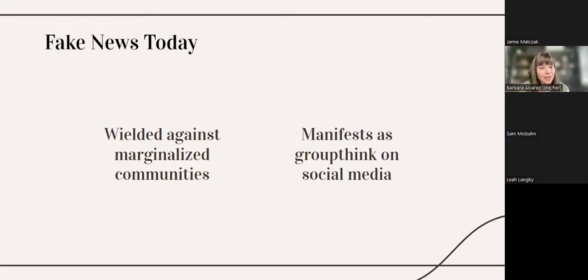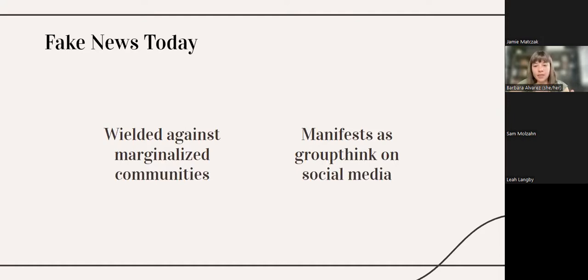And because it manifests via groupthink, social media is a particular aspect that we need to be aware of and to educate our communities about, because it's so easy for people to get sucked into that groupthink just by the very nature of social media.